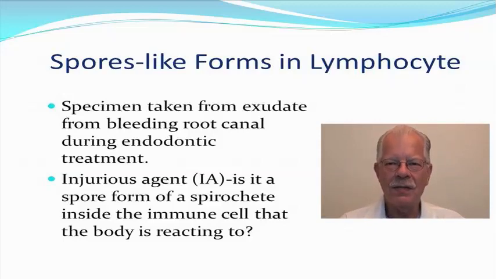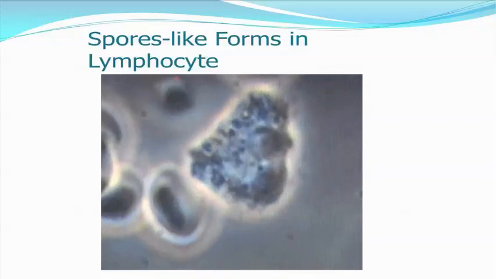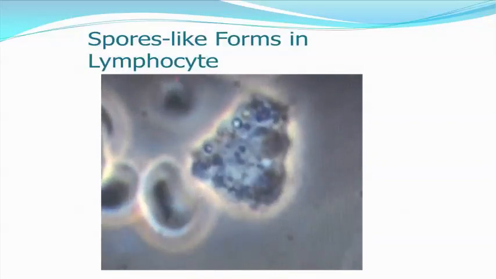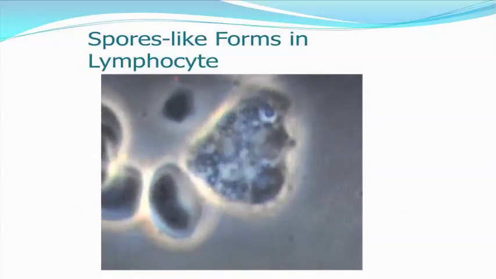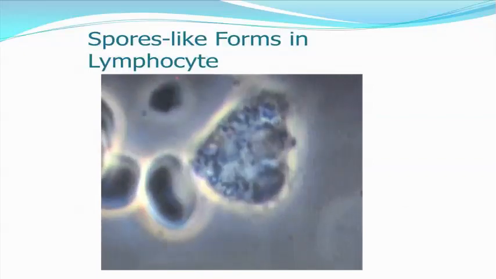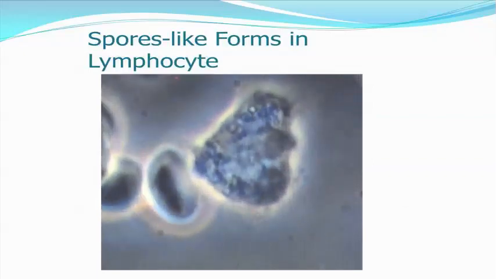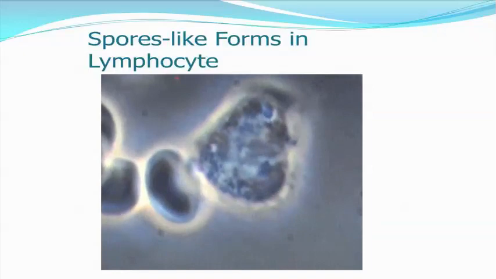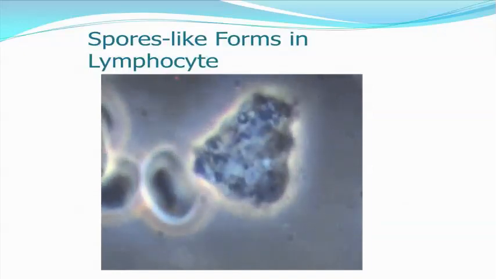I feel that this is what's called the injurious agent, and it's probably the basis of all chronic inflammatory diseases. No matter where you look in the body, you find these little cyst forms. This is another phagocyte, and within the cytoplasm you see quite a few of these little cyst-like or spore-like forms within the cytoplasm of this immune cell.